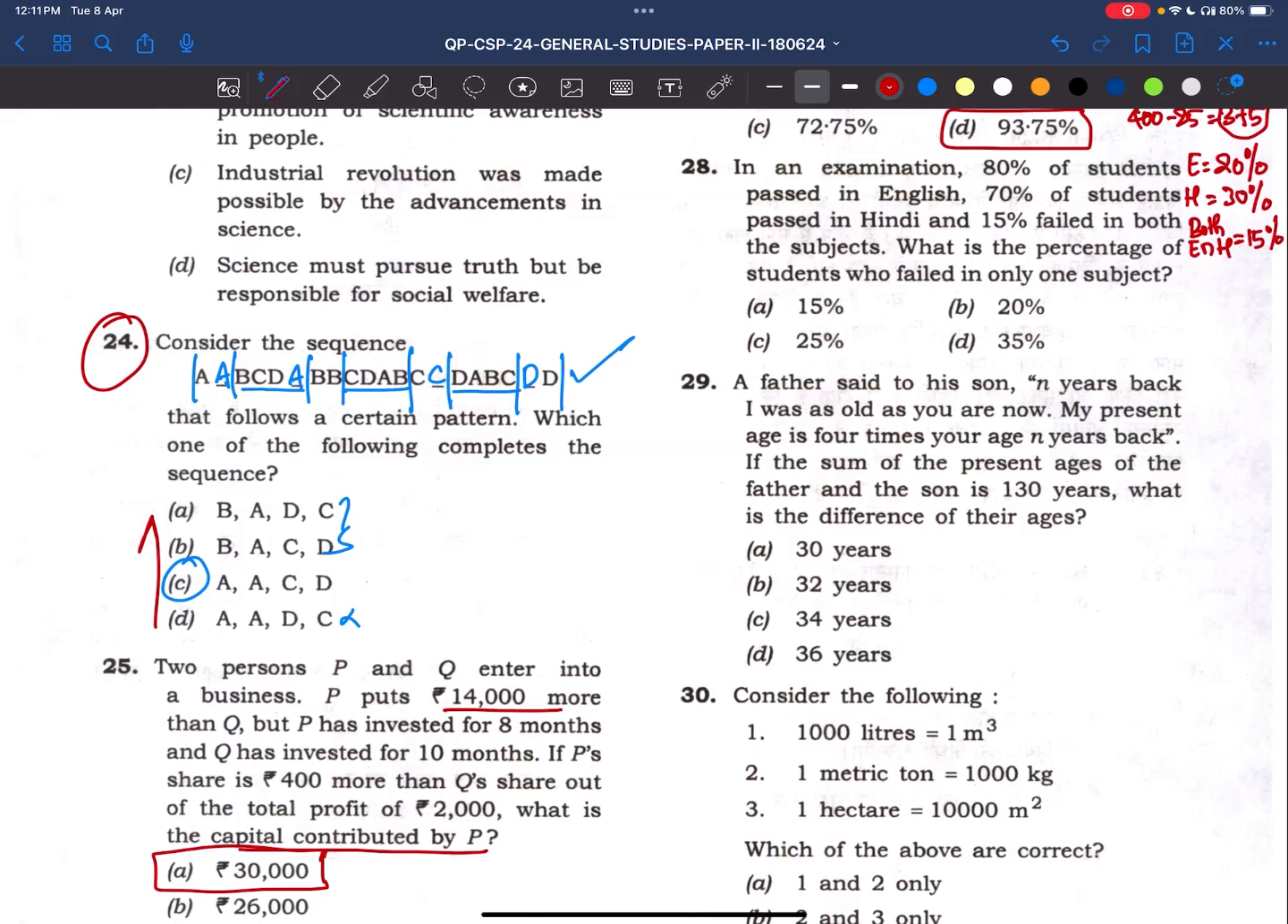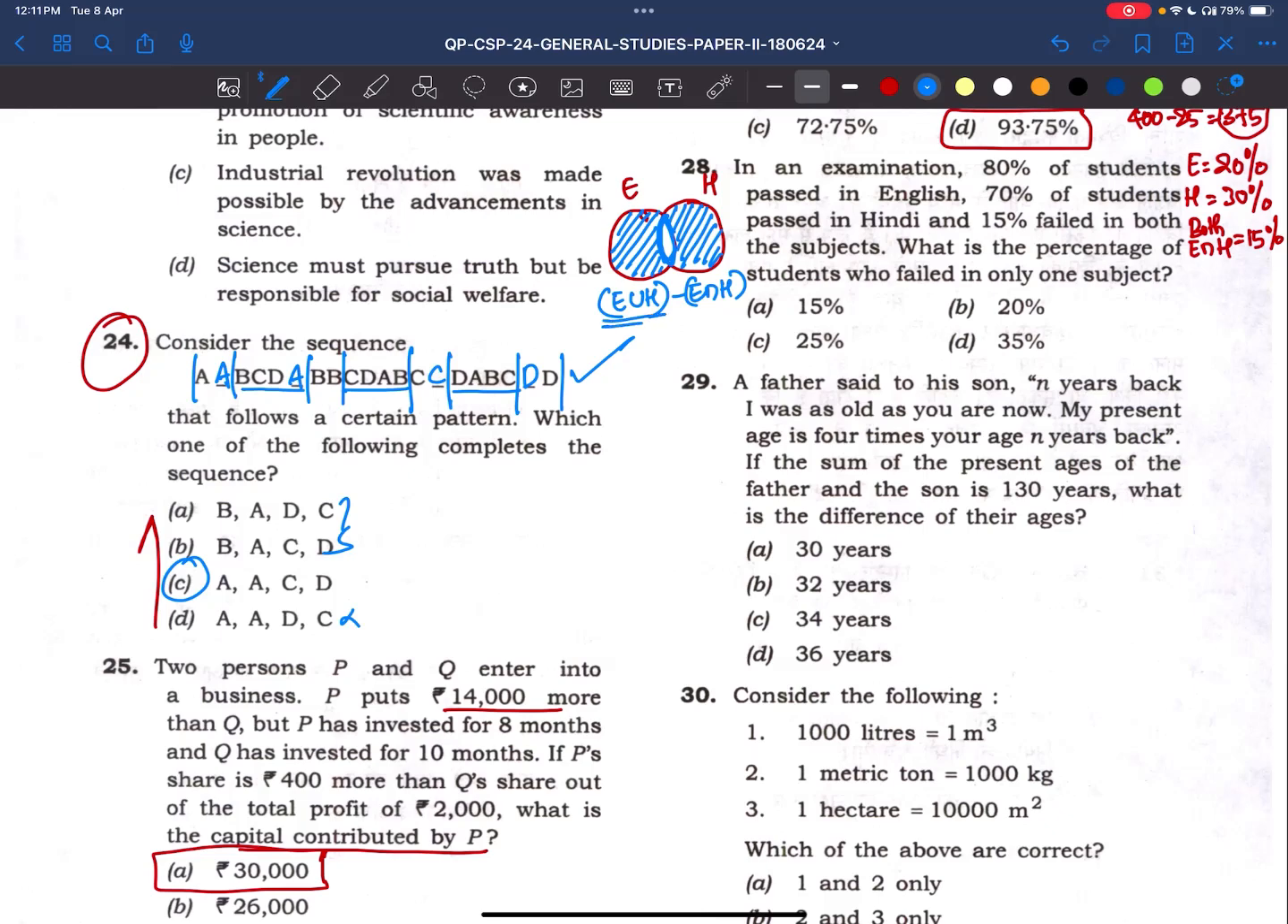What is the percentage of students who failed in only one subject? See, this is the Venn diagram. This is English, this is Hindi. Only one subject failed means what? Without taking this intersection part, we need to find the shaded part. That means what? A union B, better, let English union Hindi minus English intersection Hindi, right?